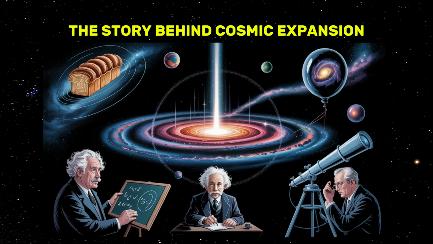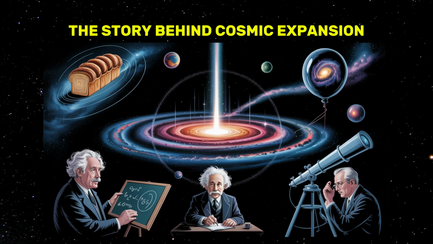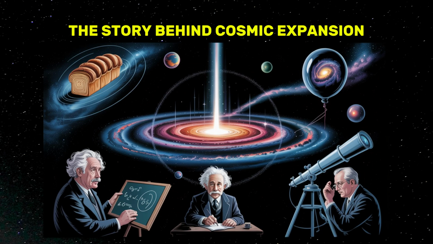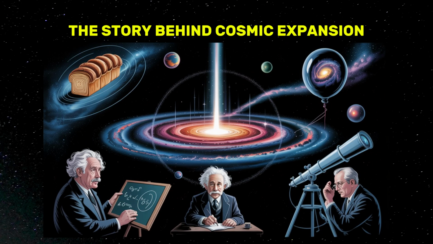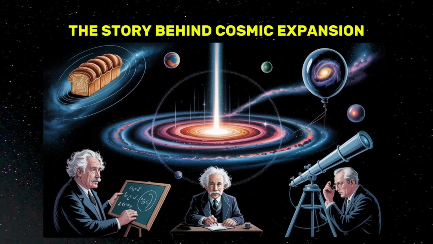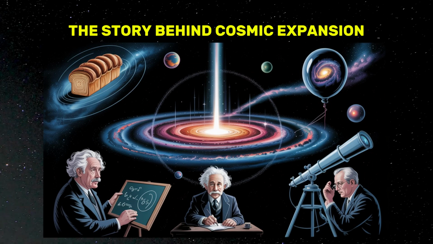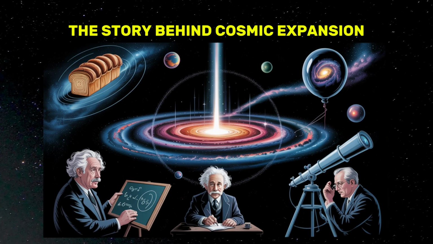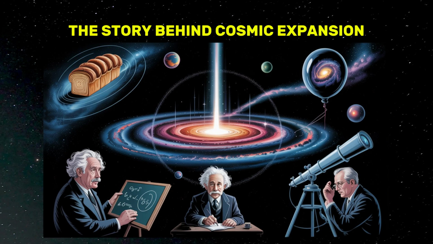At first, this notion seemed far-fetched, even Einstein rejected it. But things changed in the late 1920s when American astronomer Edwin Hubble delivered stunning observational evidence. Using the advanced telescopes at Mount Wilson Observatory, Hubble observed faraway galaxies and noticed something remarkable. They were all receding from Earth. Even more surprising, galaxies farther away were moving faster. This discovery, now known as Hubble's law, confirmed that the universe is expanding.